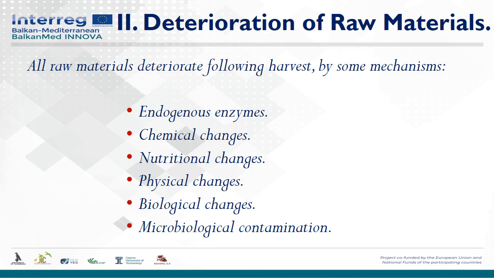In the second part, we will talk about deterioration of raw material. After harvest, all food products risk deterioration due to several factors or mechanisms. But how does this happen?